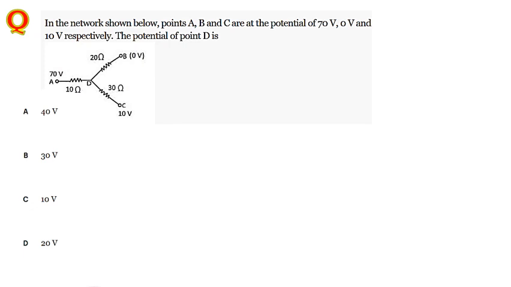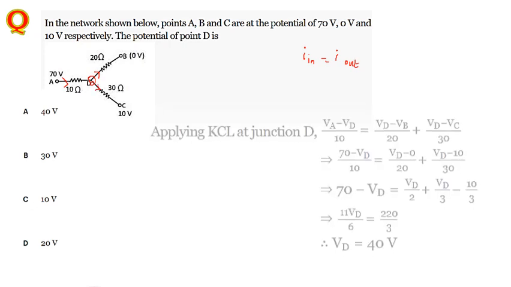If you want to understand this one, you just go through Kirchhoff's current law. According to Kirchhoff's current law, the current entering inside will be equal to the current exiting outside. In this junction, the current entering towards inside will be equal to the current which is exiting out. Now, according to this one, you just follow this.